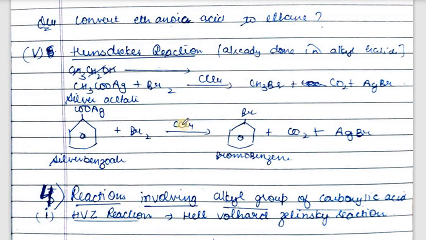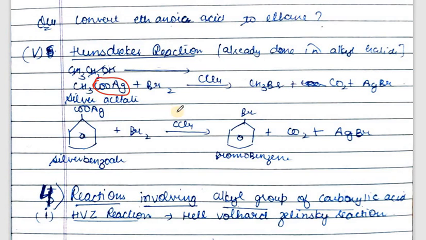So next is the Hunsdiecker reaction. This we have already done earlier, that is in alkyl halides also. In this, the silver salt of the acid, when treated with bromine in the presence of carbon tetrachloride as a solvent, gives alkyl halide, carbon dioxide is released, and AgBr. That is, this whole OCOAg group is involved, and we get CH3Br alkyl halide plus carbon dioxide plus AgBr.